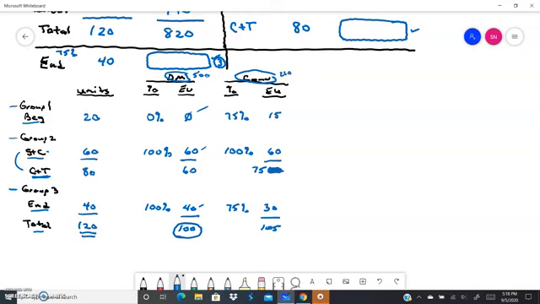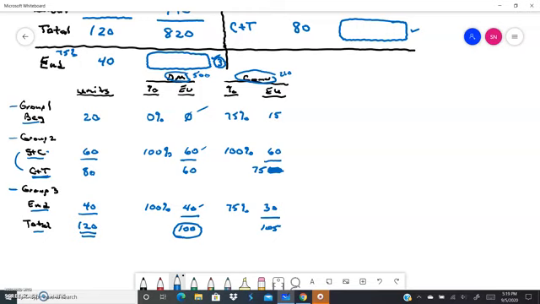Direct labor and factory overhead. We're going to allocate the 210: 15 out of the 105 would go there, 60 out of the 105 would go to group 2, and 30 out of the 105 would go to group 3. So that's how that would be split up.